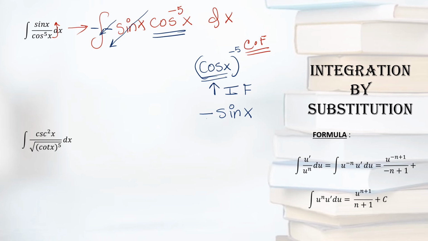Now how to write the answer? I will write the cos x as it is. I add 1 in the power, so it will give you cos x to the power minus 4 over minus 4 plus c. That is all. Now, one last question.